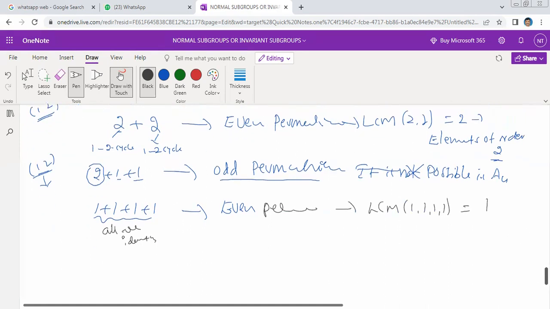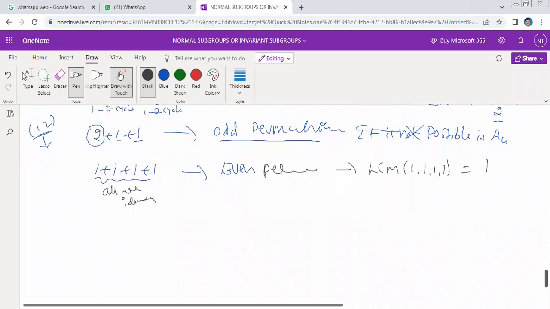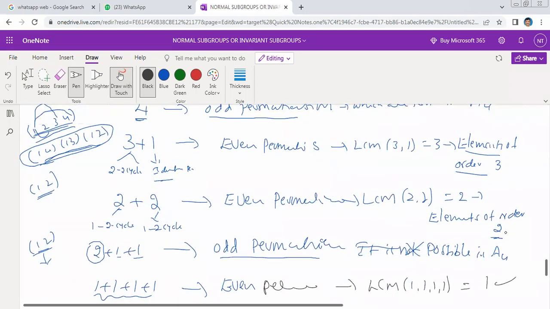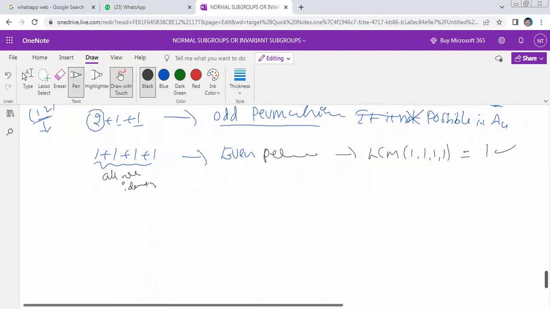Therefore, order 1 is possible, order 2 is possible, order 3 is possible, but order 4 is not possible in A4.